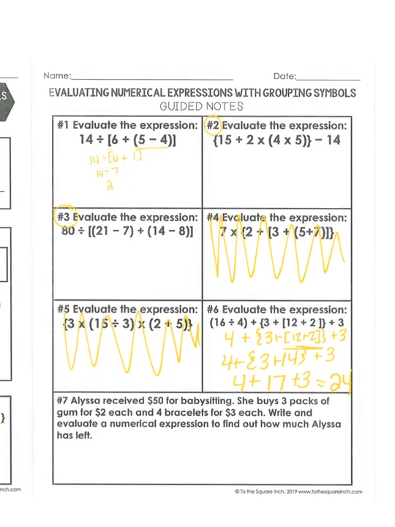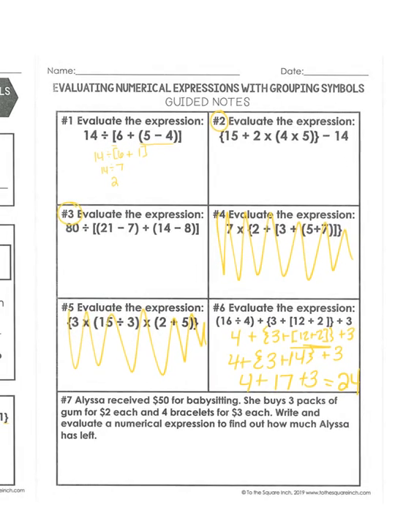So for number 7, you are going to write a numerical expression and then evaluate it. Okay, and we will talk about 2, 3, and 7 in class. Make sure you have those filled out on the Google form.